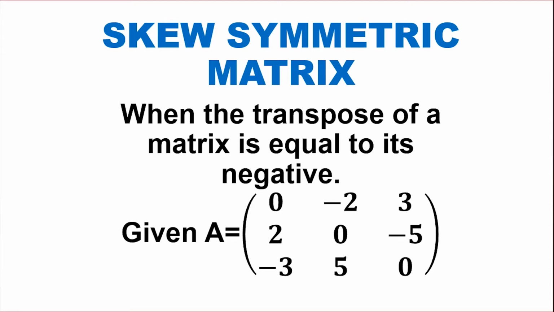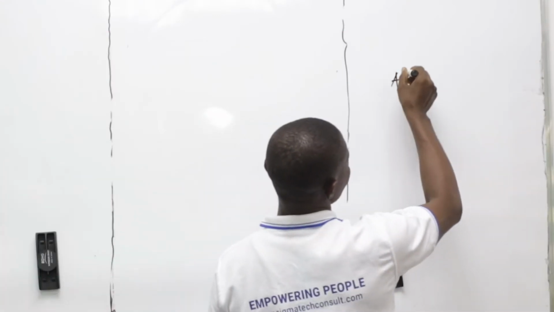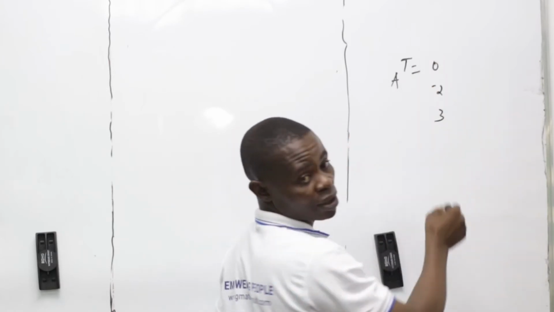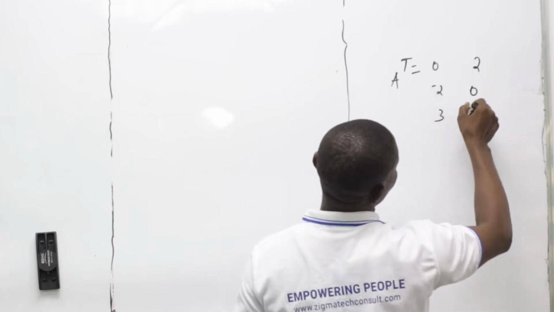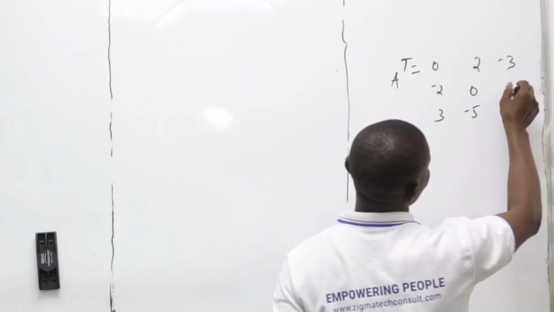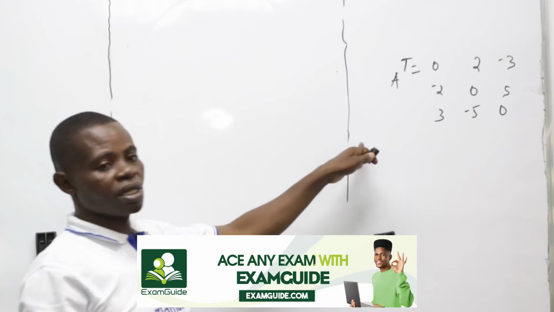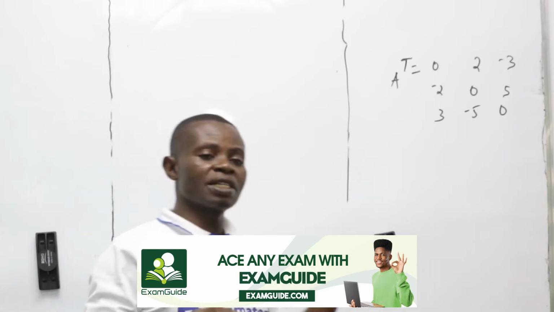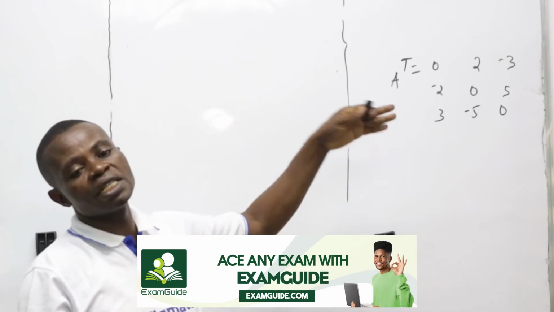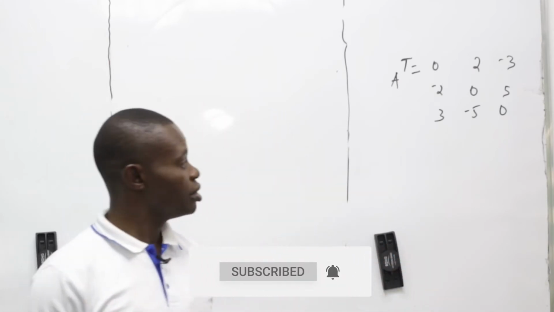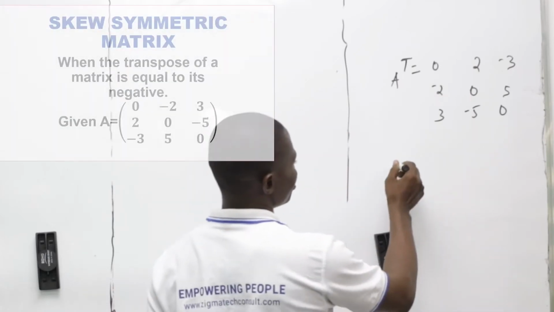Given the matrix A, let us look at the transpose of A. The transpose of A, A^T, equals 0, minus 2, 3, 2, 0, minus 5, minus 3, 5, 0. Now let us look at the negative of the matrix. If the negative of matrix A is equal to its transpose, it means it is skew symmetric in nature. So let us get the matrix A.